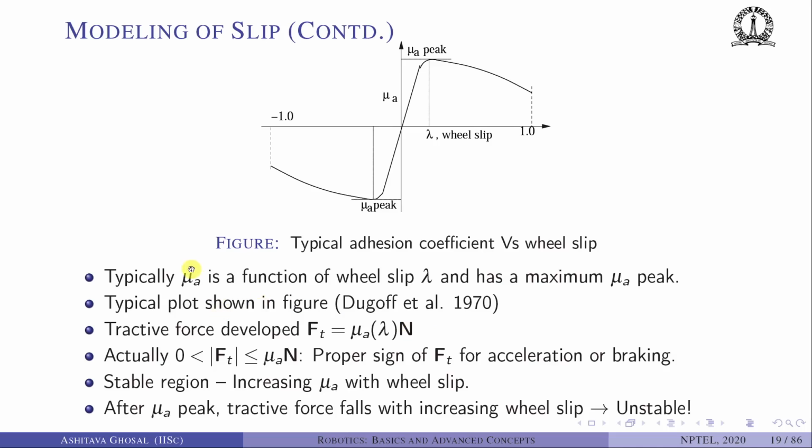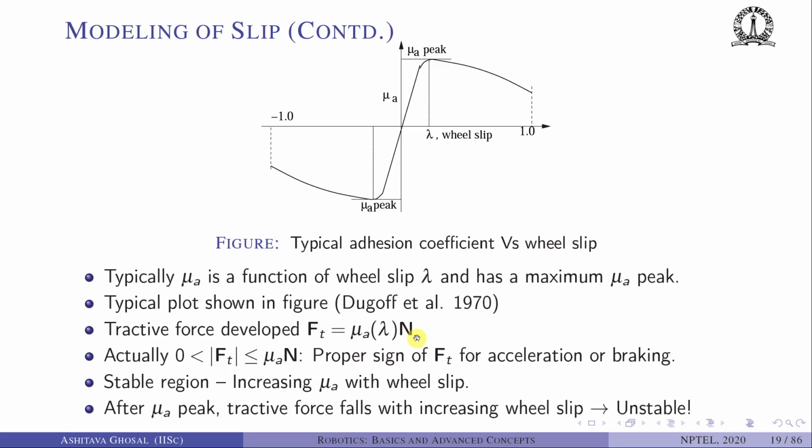Okay, so typically mu a is a function of wheel slip and has a maximum value, mu a peak. The tractive force developed is always a function of this mu a, which is a function of wheel slip, and the normal force. Okay, so it is not just simply mu into N. Mu is not a constant.